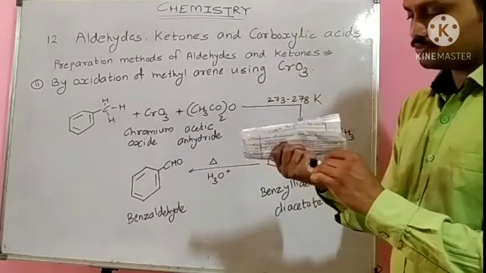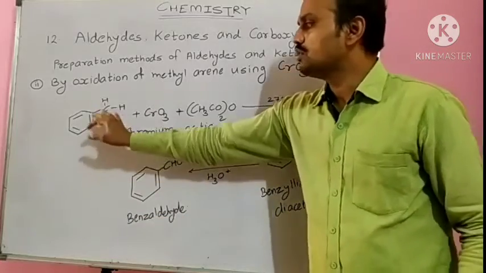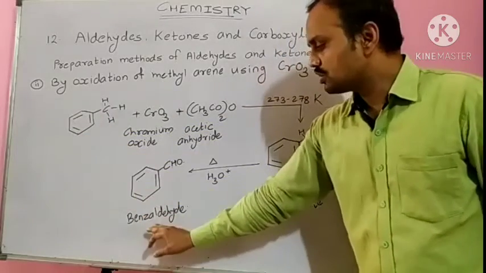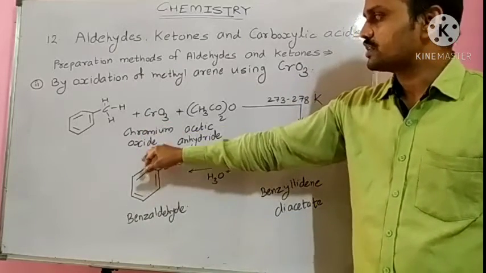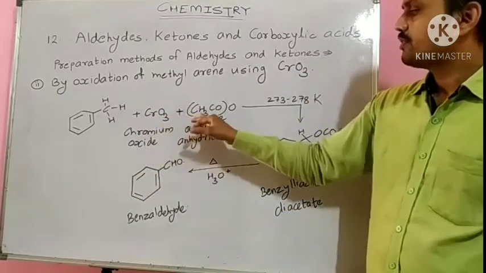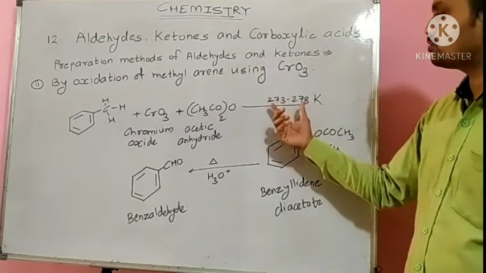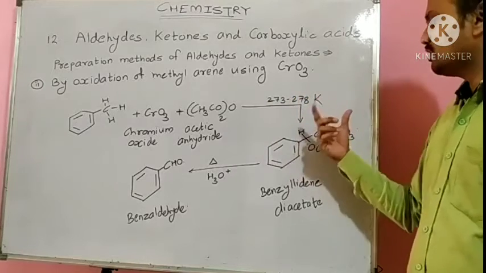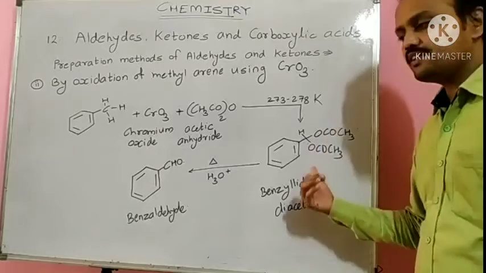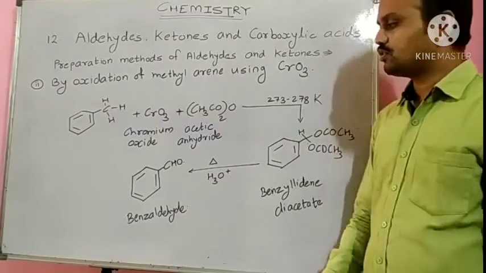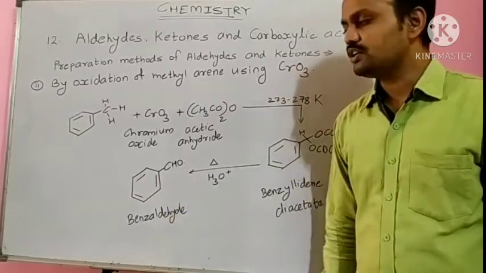So in this method of preparation, we have converted alkyl benzene into the corresponding aldehyde by the action of chromium oxide, a strong oxidizing agent, and acetic anhydride at 273 to 278 Kelvin, with formation of the complex benzylidene diacetate, and on acid hydrolysis of this complex we prepare the corresponding aldehyde.